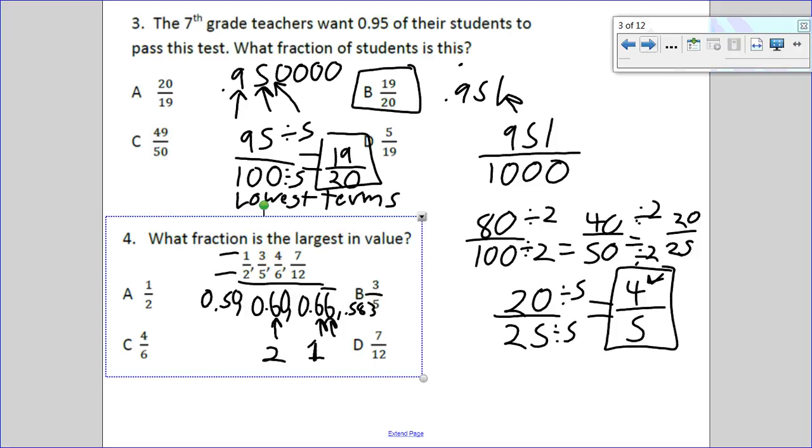This one has zeros, imaginary zeros that go on forever, right? 0.5000. Well, this one actually has numbers in those places. 0.83. Well, 8 is bigger than 0, so this is the third largest number, which makes this the fourth largest, or smallest number. So, what fraction is largest in value? Well, this was numero uno, this was 0.66. We got that by dividing 4 by 6. So 4/6 was the largest number.